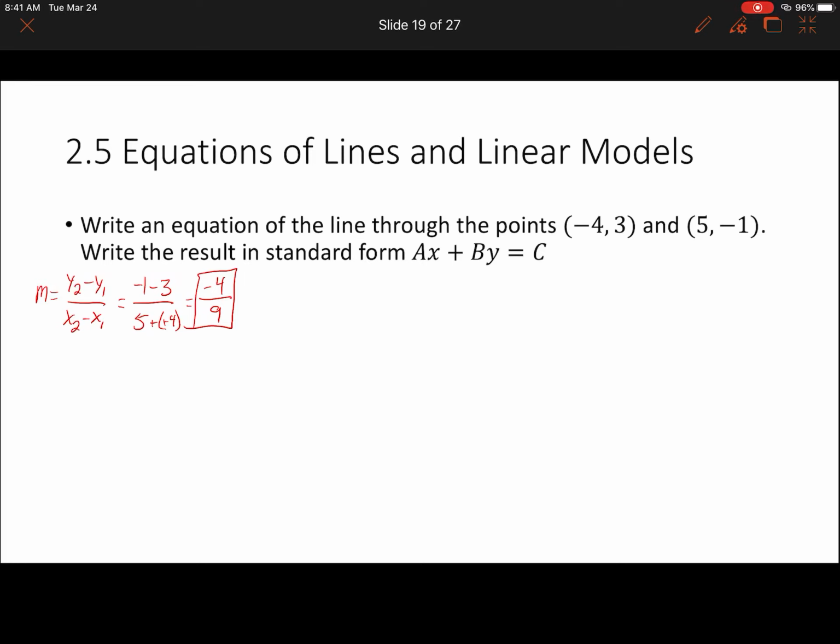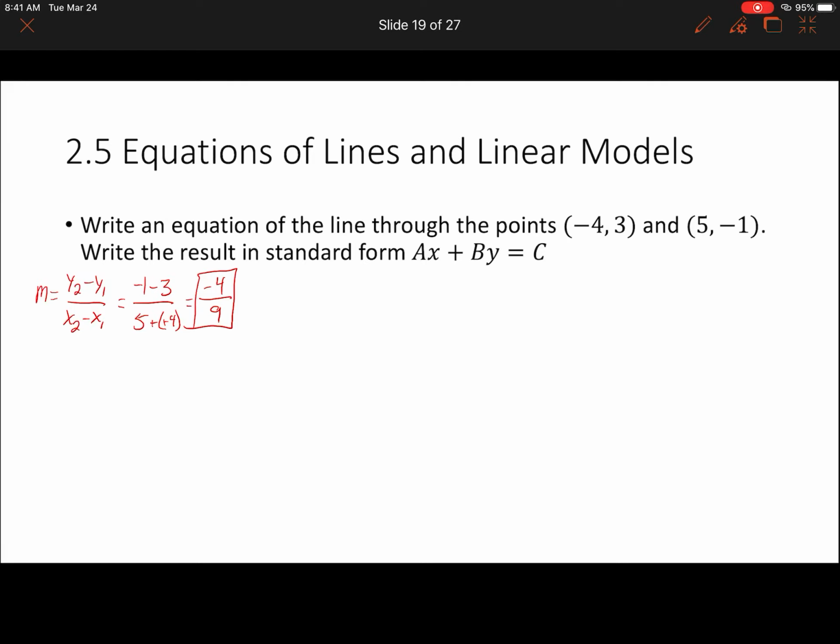Now, in our point slope form, we just need the slope, which we now have, and we need a point. And it doesn't matter which point we use. We can use either one. What I typically will do when I'm choosing which point to use, some people always want to say, well, I'm going to do the first point. And by all means, that is perfectly fine.